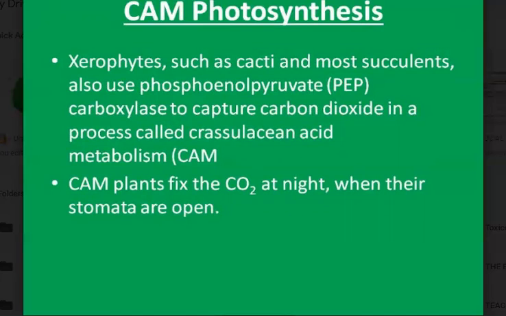Then we have the xerophytes such as cacti and most succulents. They also use phosphoenolpyruvate, PEP, carboxylase to capture carbon dioxide in a process called Crassulacean acid metabolism. Plants fix carbon dioxide at night when their stomata are open. So basically, it's a summary of all that I've said under CAM photosynthesis. They have their photosynthesis at night to conserve water, all right?